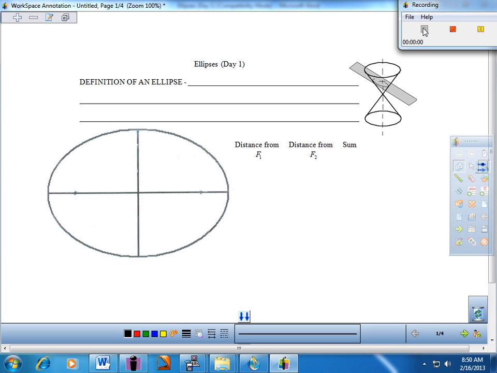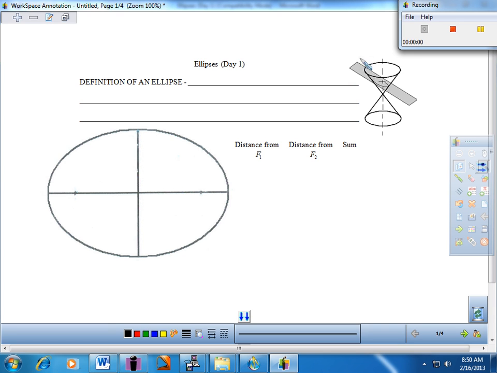Welcome. The title of today's lesson is Ellipses Day 1. It's time for us to dive into the second conic section here. And so what we'll do today is develop some of the geometry around an ellipse, and then also obviously model it on the coordinate plane and investigate some of the algebra behind it. So let's see what I have for you here to start us out.